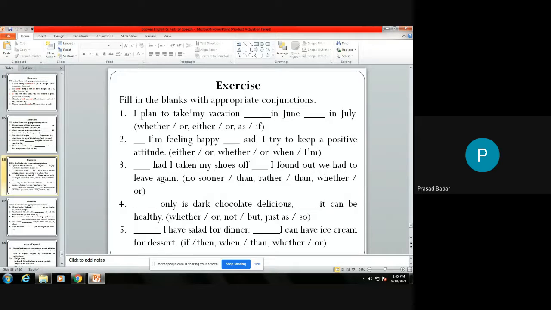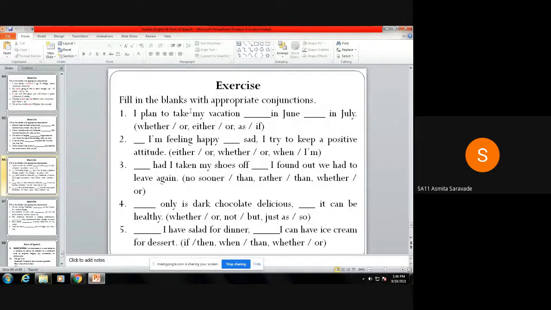Fill in the blanks. Let's see another exercise we have. Fill in the blanks with appropriate conjunctions. Okay, so here there are no answers. We have to choose the correct option from the options given below. So first example, let's see. I plan to take my vacation, dash dash, in June, dash dash, in July. And the options are: whether or, either or, as if. These are the three options.